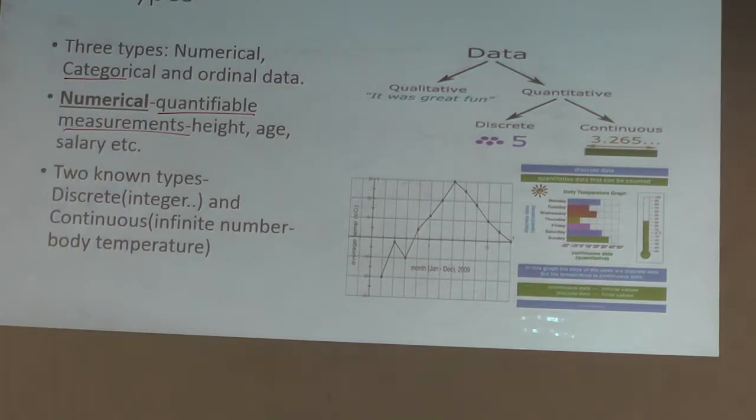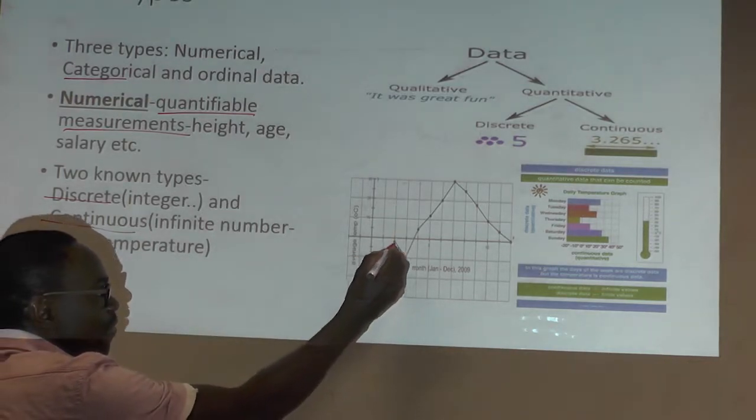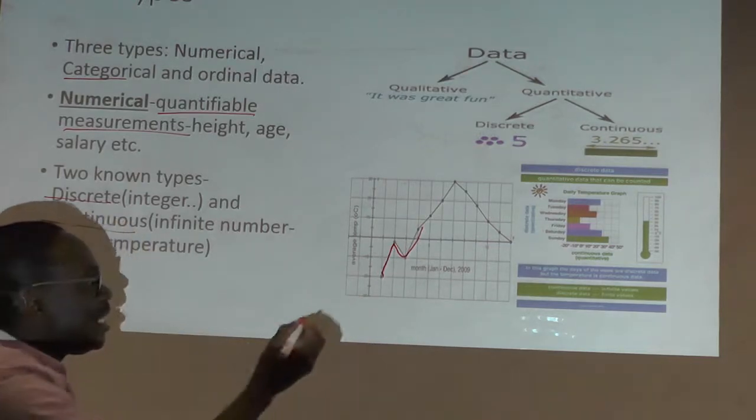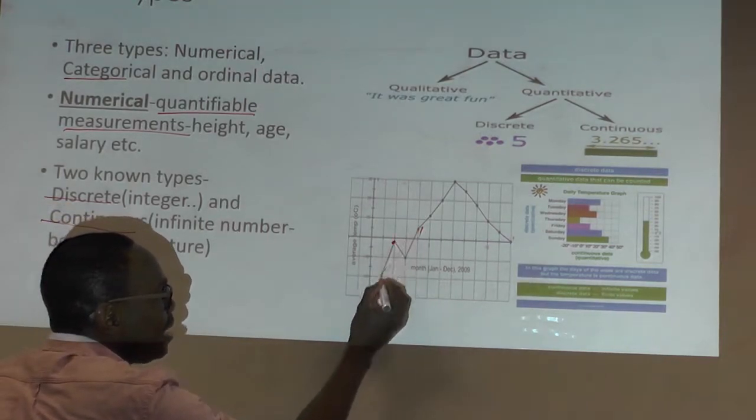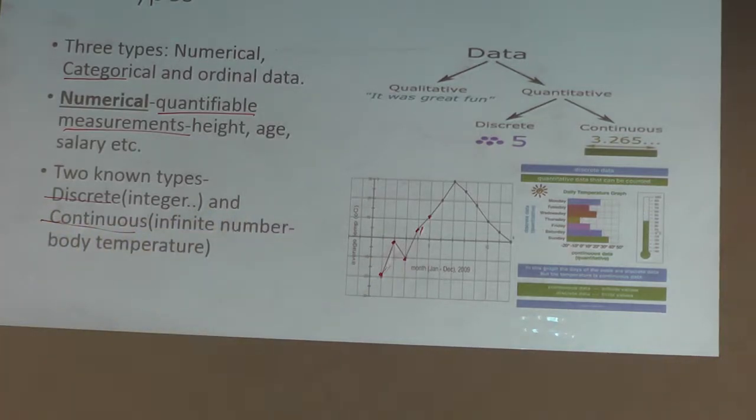Now, let me just explain further. Under numerical data, there are also two types that are popular. We have a discrete type of data under that particular numerical data. Then we have a continuous type. Now, if you look at this graph, this is a continuous one, if you look at it this way. But if you look at it from this point, you look at the point here, that's a discrete one. That means from the continuous one, I can digitize that particular continuous data. Do you get it now?